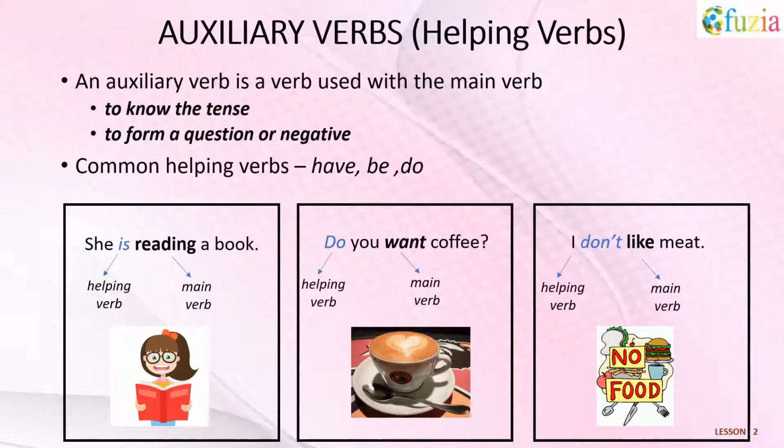Let us understand auxiliary verbs, that is, helping verbs. An auxiliary verb is a verb used with the main verb to know the tense, to form a question or negative. Common helping verbs are like have, be, do. She is reading a book. So is is a helping verb and reading is a main verb. Do you want coffee? Do is a helping verb. Want is a main verb. I don't like meat. So don't is a helping verb and like is a main verb. So these were auxiliary verbs or helping verbs.